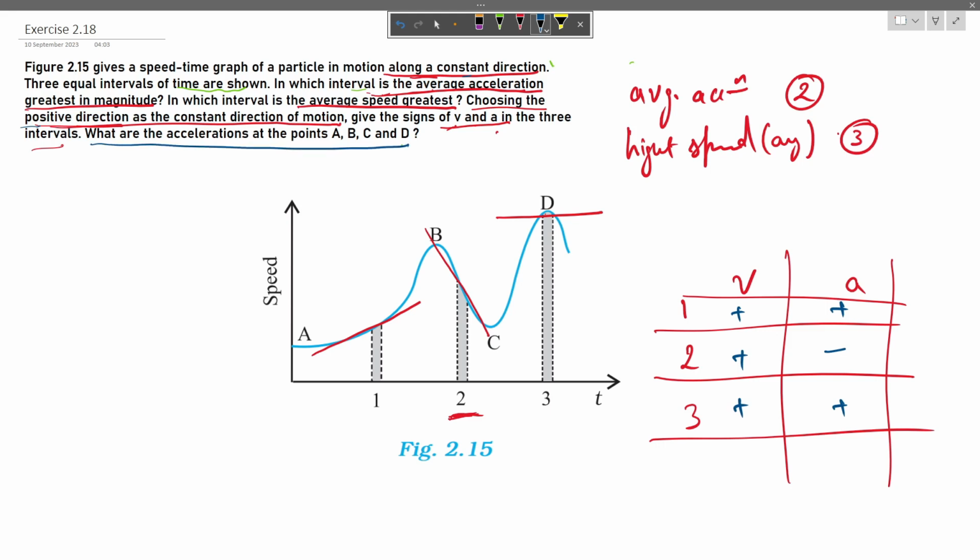Also, we have to find out the acceleration at points A, B, C and D. So again, the acceleration can be found out using the slope. And so let us find out again the acceleration at A, B, C and D.